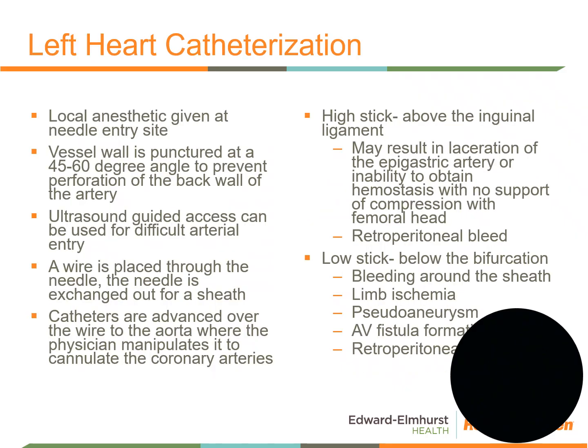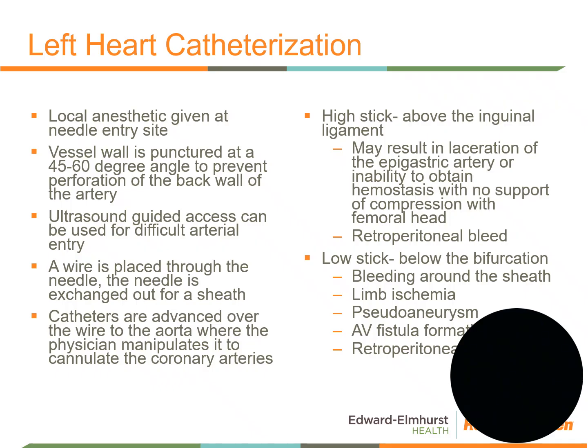So for a left heart cath, we use local anesthetic given at the needle entry site. The vessel wall is punctured at a 45 to 60 degree angle to prevent perforation of that back wall of the artery. Ultrasound guided access can be used for difficult arterial entry and is becoming more of the standard of care. The wire is placed through that needle and the needle is exchanged out for a sheath. Catheters are advanced over the wire to the aorta, where the physician manipulates it to cannulate those coronary arteries.